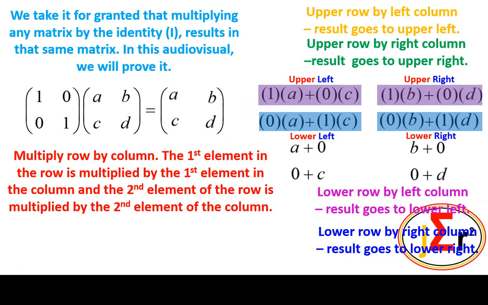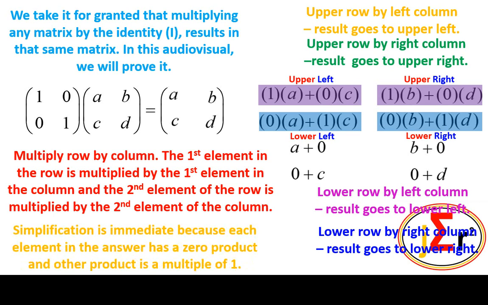know that 0 is the additive identity. Anything that we add 0 to will be that same thing. 0 is therefore known as the additive identity. Simplification is immediate because each element in the answer has a zero product, as we said before, and then the other product is a multiple of 1. Therefore, when we multiply the identity by A, B, C, D, the result is A, B, C, D, as we have shown.